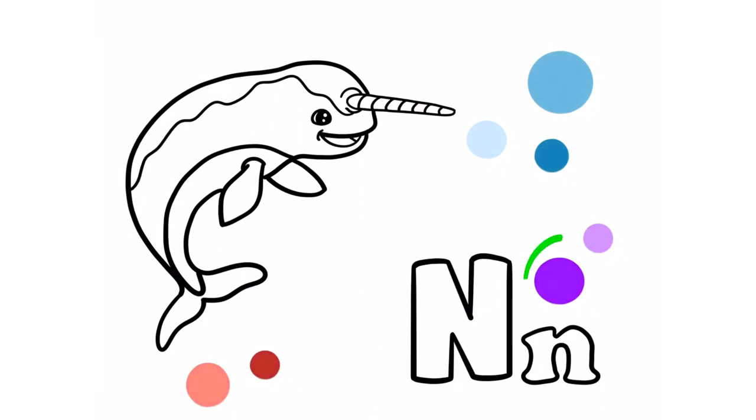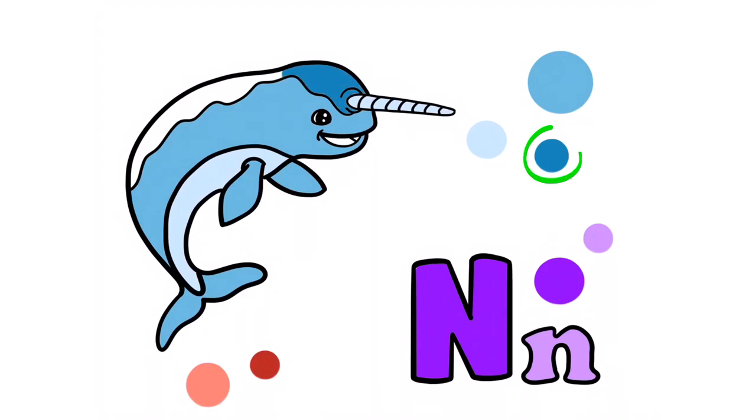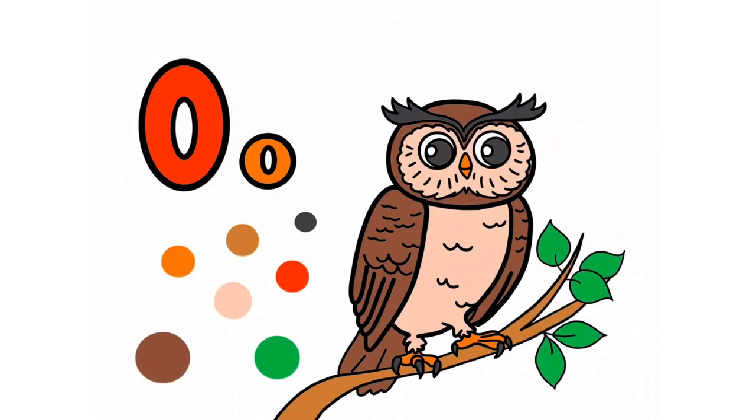Now let's color. Purple. Violet. Light blue. Blue. Dark blue. Pink. N stands for narwhal. Let's learn the letter O.